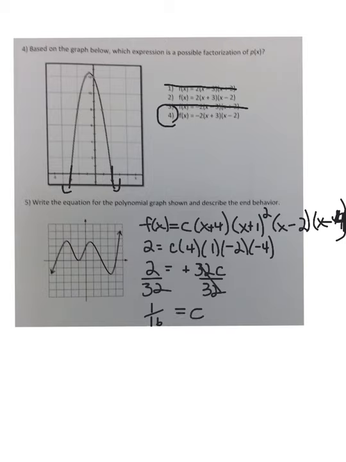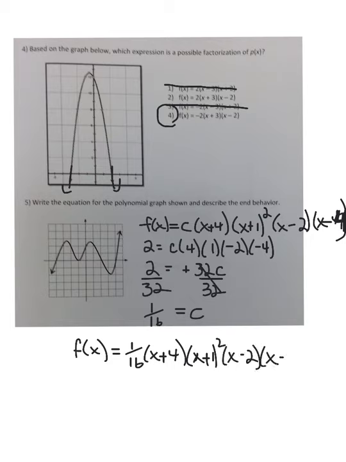All right, so last but not least, we've got f of x equals 1 over 16 times x plus 4 times x plus 1, that quantity squared, times x minus 2 times x minus 4.